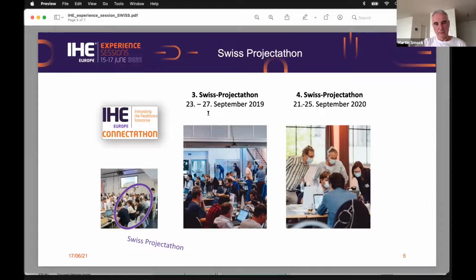In addition, we do special use case testing, either in Swiss Projectathons, for example if we want to solve specific issues in medication or vaccination, we do a few smaller Projectathons, or we join the European Connectathon. We have our own instance and our own tests. We have to test our national extensions in our own Gazelle instance.